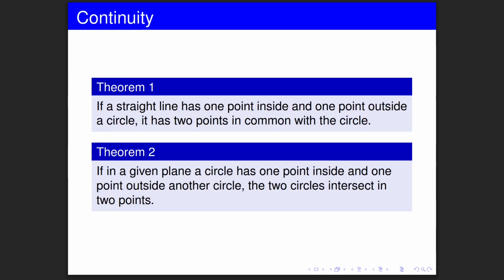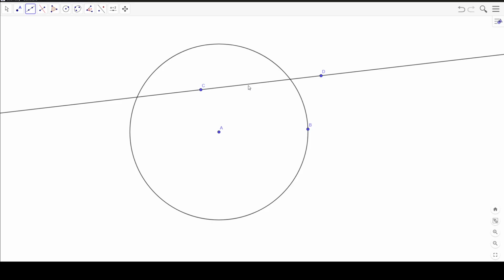Theorem 1: if a straight line has one point inside and one point outside a circle, it has 2 points in common with the circle. And theorem 2: if in a given plane a circle has 1 point inside and 1 point outside another circle, the two circles intersect in 2 points. So let's take a look at what these two theorems are saying. The first theorem is saying that if we have a straight line, meaning particularly an infinitely long straight line, and it has one point C inside a circle and another point D outside of a circle, then it intersects that circle in exactly 2 points.